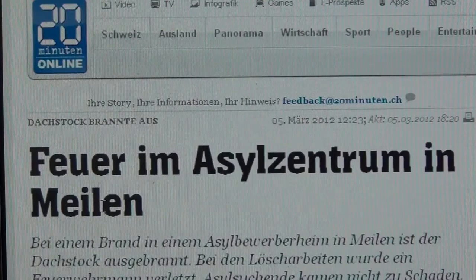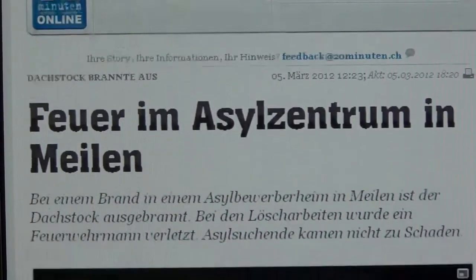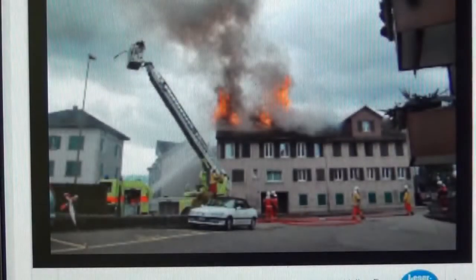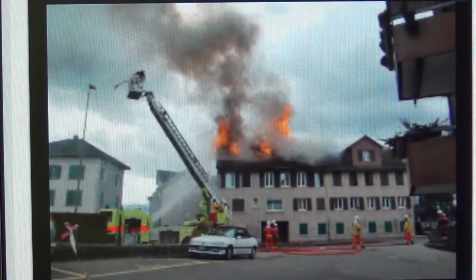And here again, only a couple of weeks later, on March the 2nd, 2012, in Meilen, Switzerland, another asylum seeker center burns down. And the big Swiss newspapers, they don't even mention it with one single word. It's only the Swiss newspaper 20 Minutes who does so. So this is Switzerland, nice and clean and neutral. We never do anything wrong, at least, well, nobody knows it.